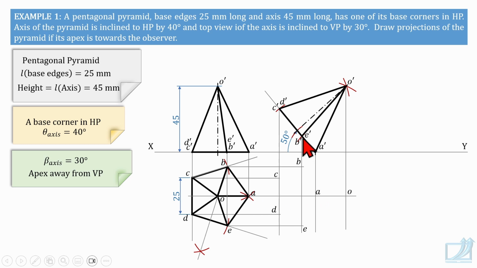Here it is point A. Vertical line through B and horizontal line through B. Here it is point B. And this is how you have now all 6 corners in the top view. Now how to complete the view?